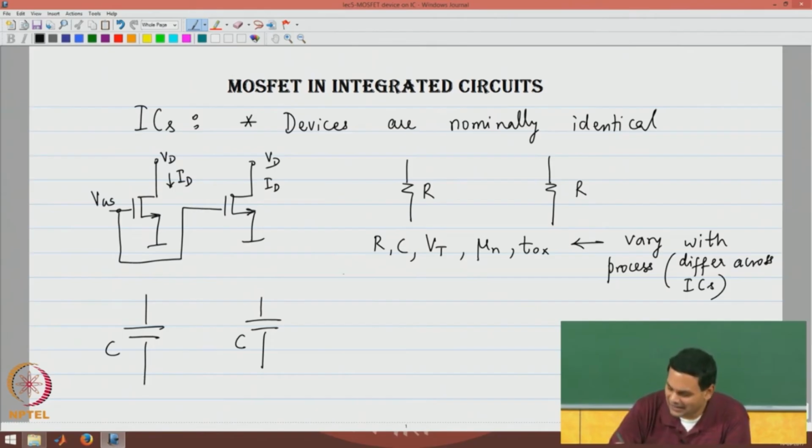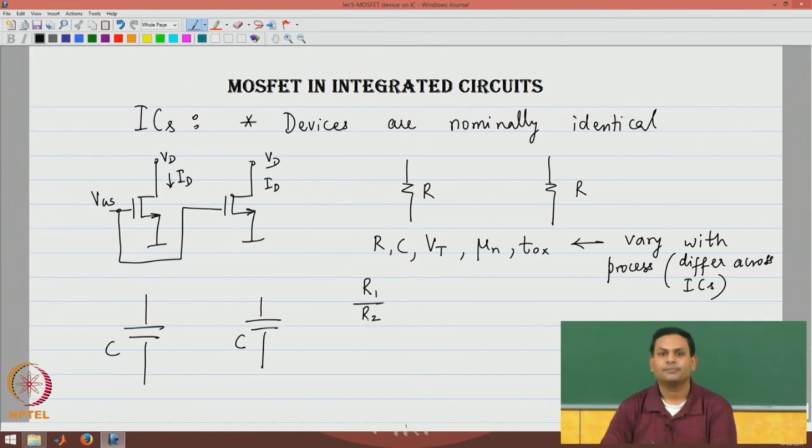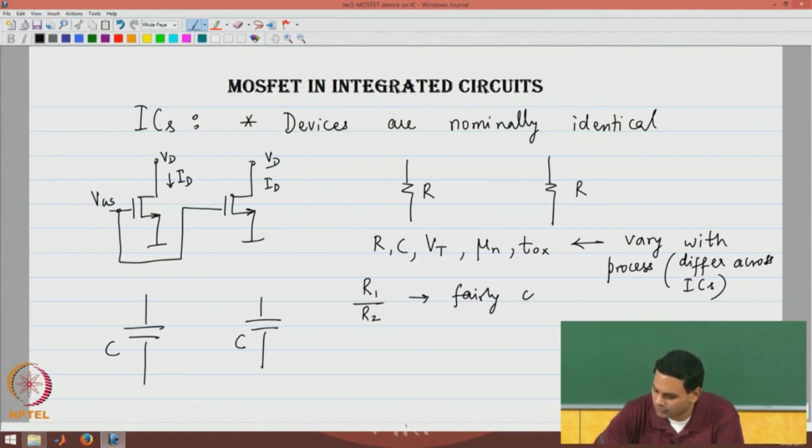Similarly, what you can also tell is that the ratio of quantities will also be fairly constant. This is because, for example, with temperature, if R1 and R2 have the same temperature coefficient, if they are made with the same material, then R1 by R2 will stay constant over temperature.